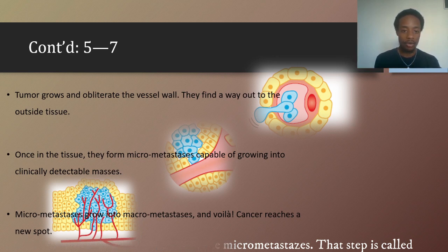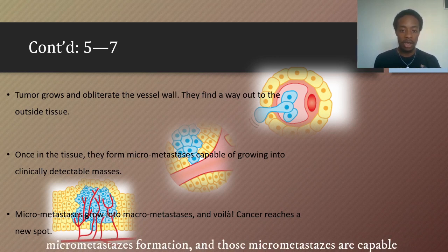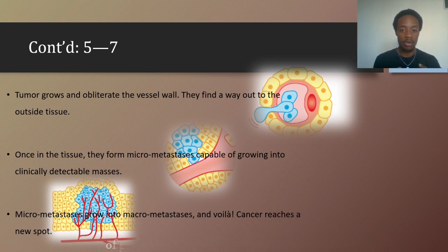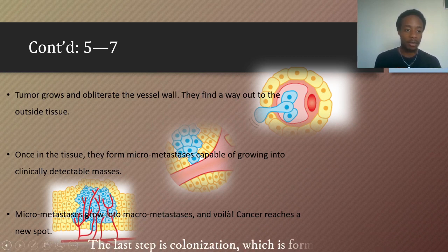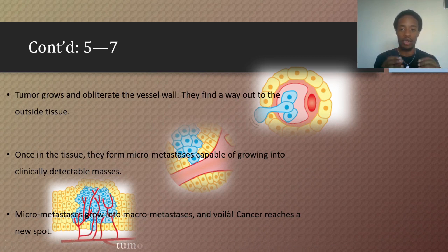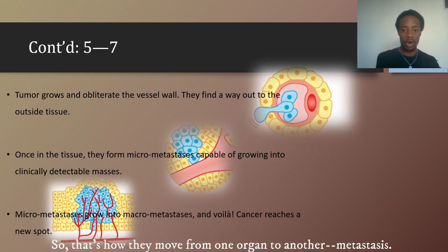That step is called micrometastasis formation, and those micrometastases are capable of growing into clinically detectable masses. The last step is colonization, which is forming new tumors, new masses in this new location. So that's how they move from one organ to another, metastasis.